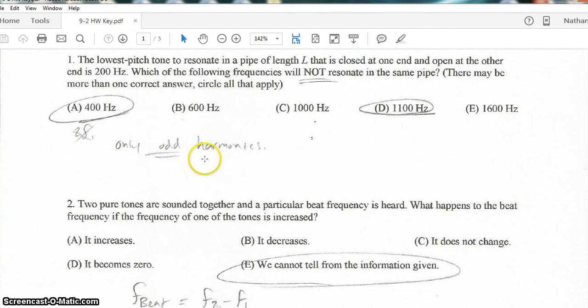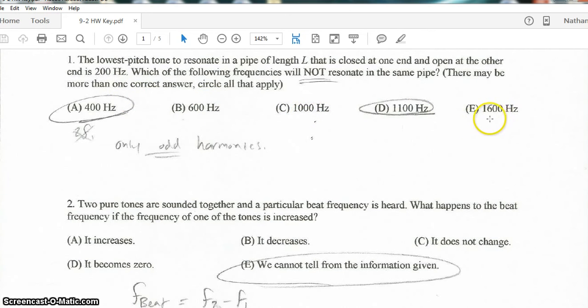The key understanding, and I'm sure most of us are comfortable with this, is that if it's closed at one end and open at the other end, then it only resonates the odd harmonics. Since the fundamental frequency is 200, we can only hit odd multiples of that. So 400 does not resonate because it's an even multiple of 200, so that's a correct answer for one that will not resonate. 600 is okay because 3 times 200 is an odd number. 1000 is 5 times 200, so again okay because it's an odd harmonic.